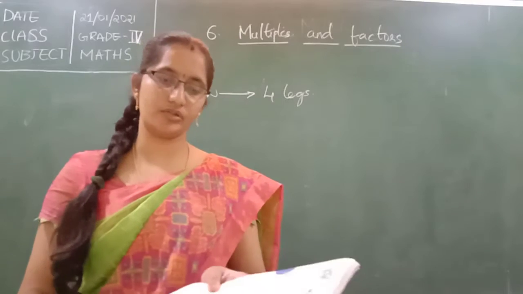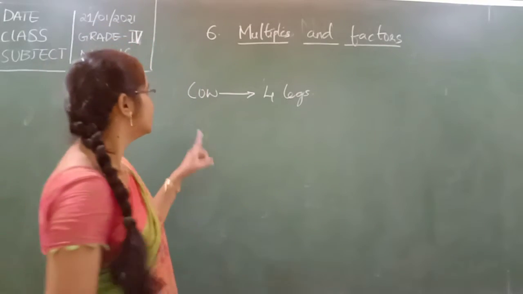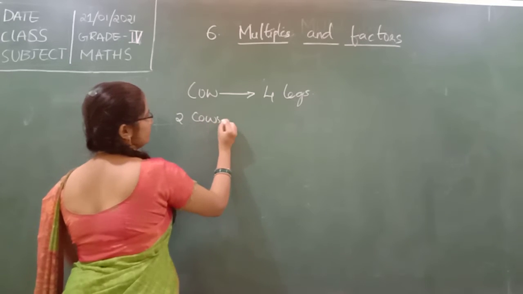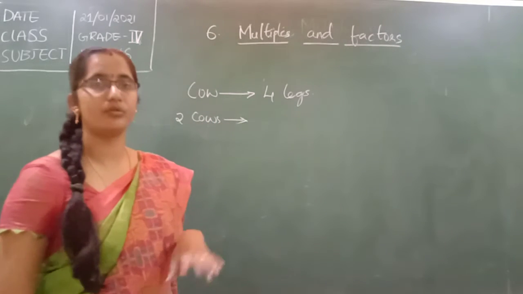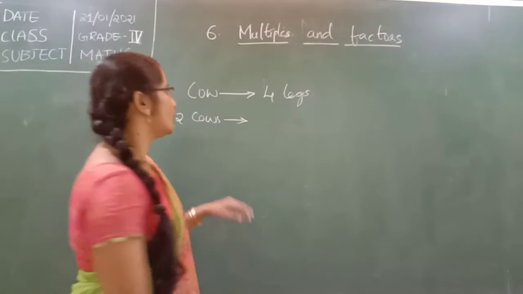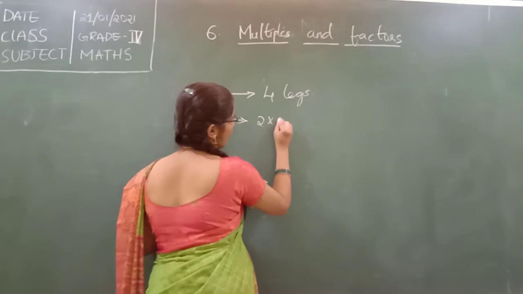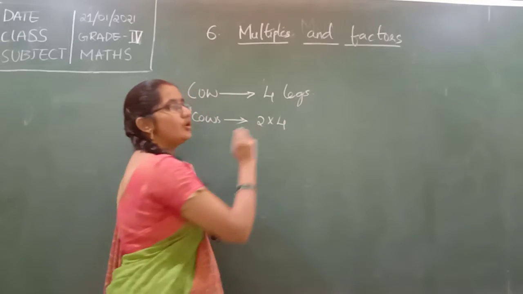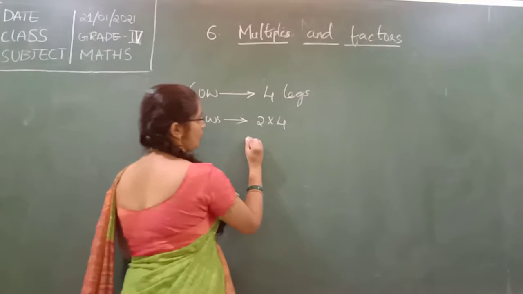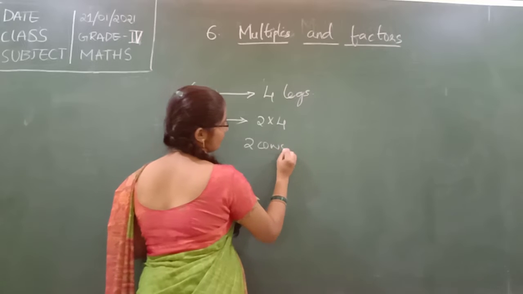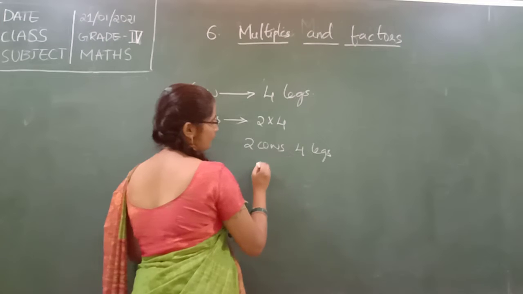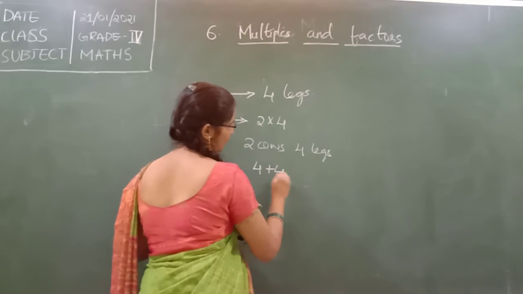So, 1 cow, 4 legs. 2 cows are there. How many legs will they have? 1 cow, 4 legs, and 2 cows? 2 into 4. 2 times 4 legs. So, 2 cows, 4 legs plus 4 legs.